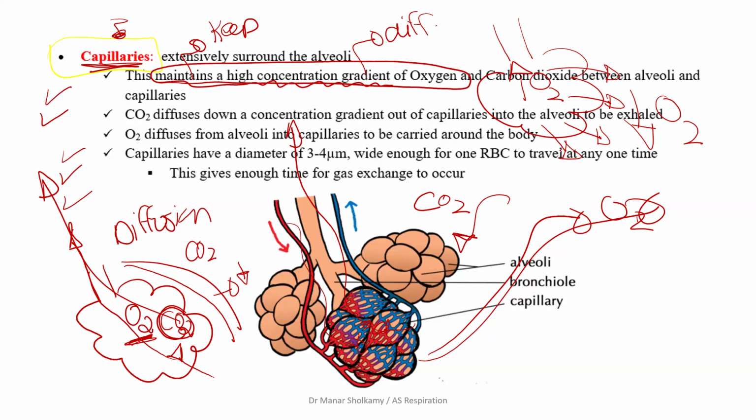And the same case for CO2. The CO2 will diffuse from the capillaries into the alveoli and it is exhaled. It is always exhaled out, out, out. And this is also going to maintain a concentration gradient.